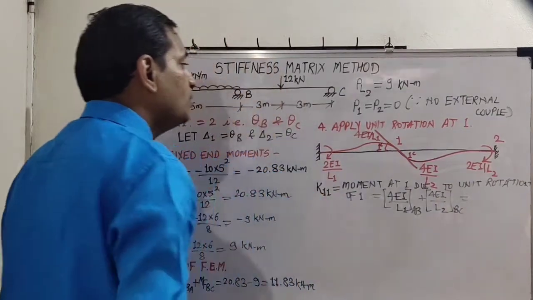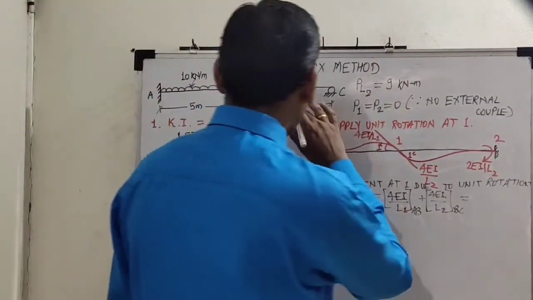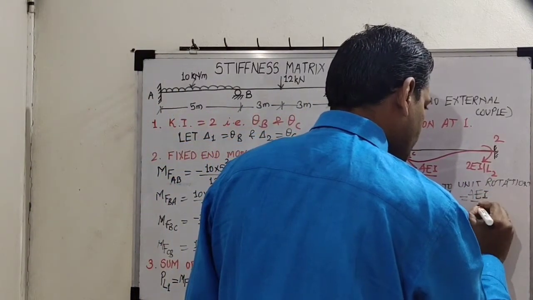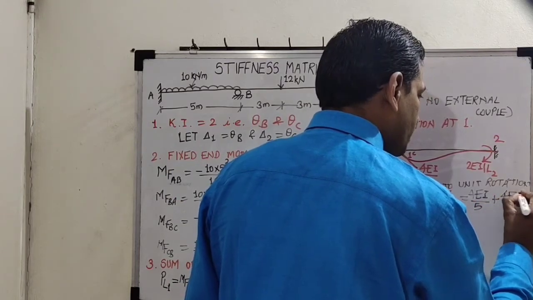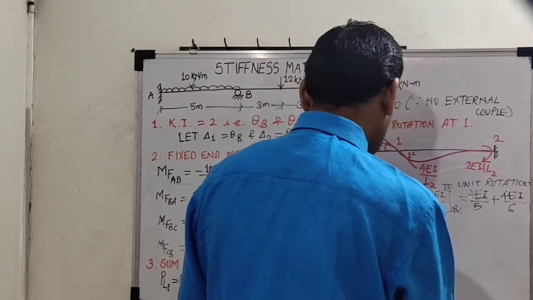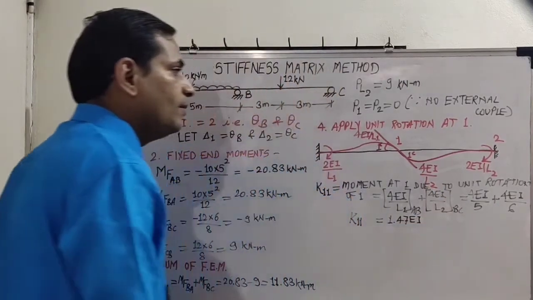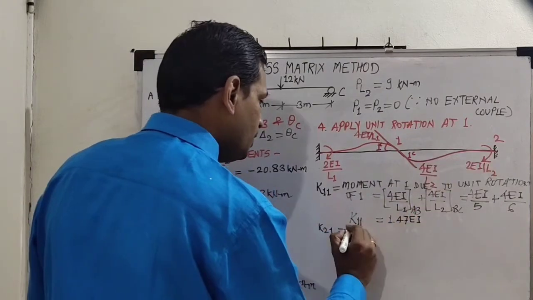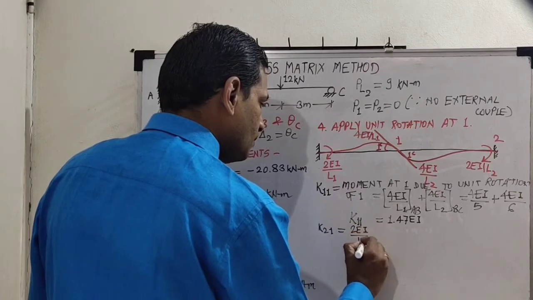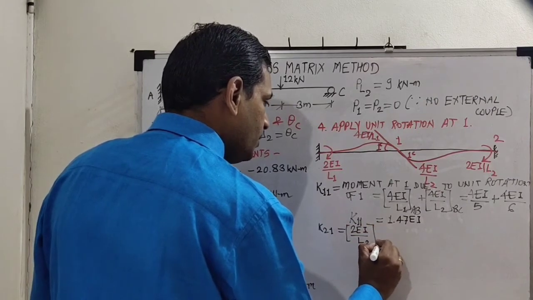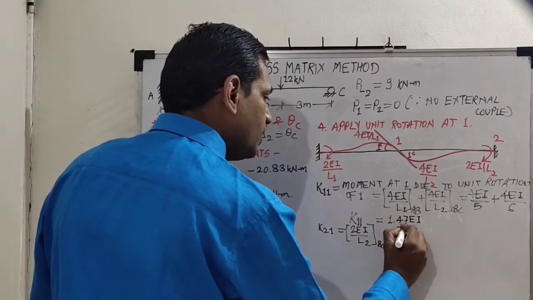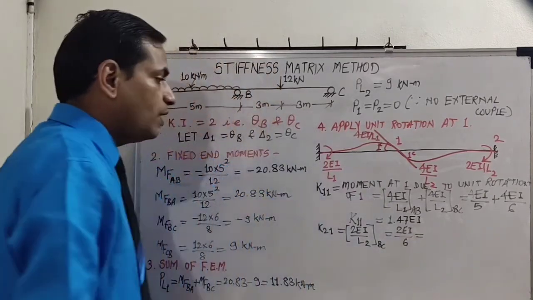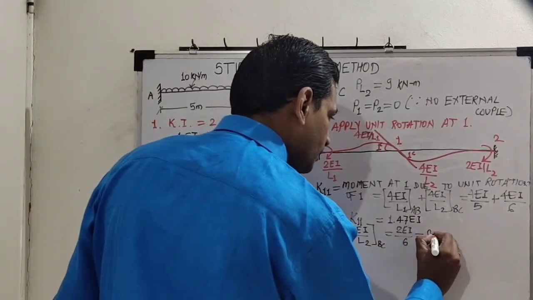So what is the value? 4EI by 5 plus 4EI by 6. I value for both the spans is 1. So 4EI by 5 plus 4EI by 6. So 1.47 EI. Now K21. So look in the diagram at location 2. What is the value? 2EI by L2. It is for span BC. So it is 2EI by 6. So 2 by 6 is 1 by 3. So it is 0.33 EI.